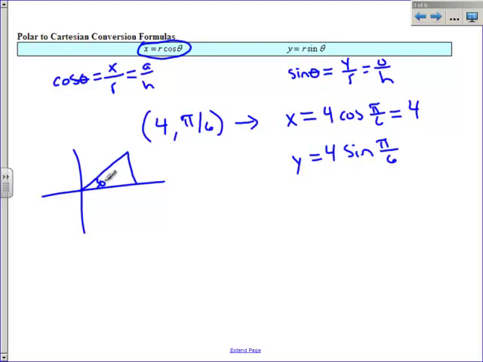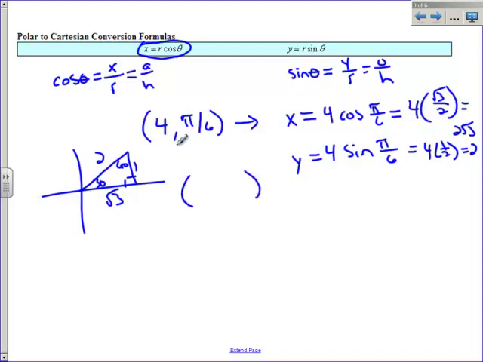Think of this as a 30-degree, 60-degree, 90-degree triangle. Pi over 6, you label your triangle. Put a 1 across from the 30, a square root of 3 across from the 60, and a 2 on the hypotenuse. You see the cosine is the adjacent over hypotenuse, or the x over the r, so this is 4 times the square root of 3 over 2, which would be 2 square roots of 3. And then the y coordinate would be 4 times the sine of pi over 6. The sine of pi over 6 is 1/2, so that's going to give me 2. So converting this to Cartesian, or sometimes called rectangular coordinates, we would get 2 square roots of 3 comma 2.